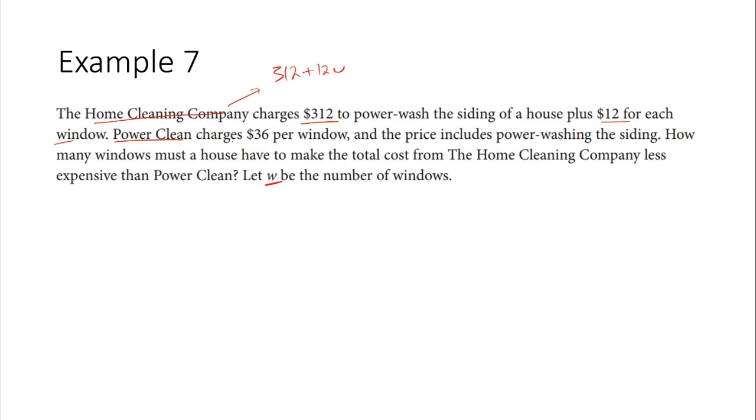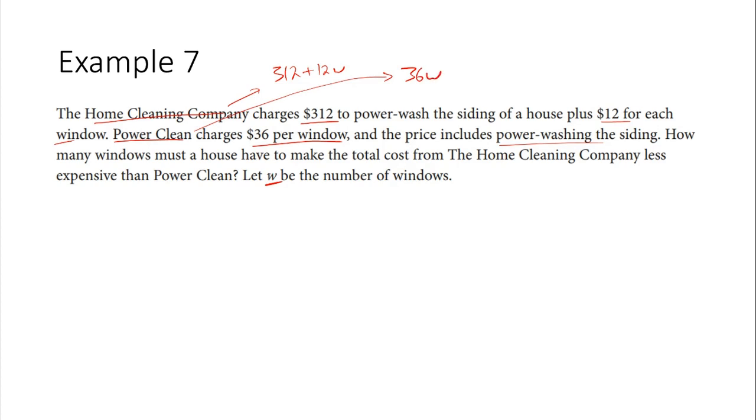Now, Power Clean is $36 per window. That's a little bit more expensive, and the price includes power wash for the siding. So basically, they don't charge for the power wash on the siding of a house. So for Power Clean, I'm not thinking about weights, I'm thinking $36 per window.